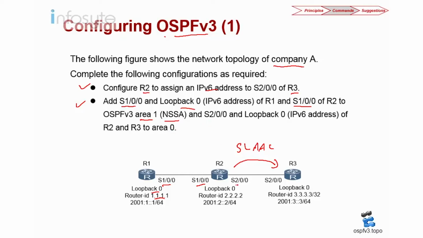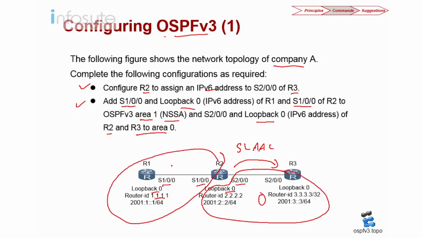Now the serial 2/0/0 and the loopback, which is this one, of the R2 and R3, so here is in area 0, whereas here we have the area 1. Okay, so we are going to configure two requirements. First, we have to do an address, which is using stateless. And second is to configure an NSSA in area 1 and area 0 as a normal backbone area. Okay, so let's go into our lab now.